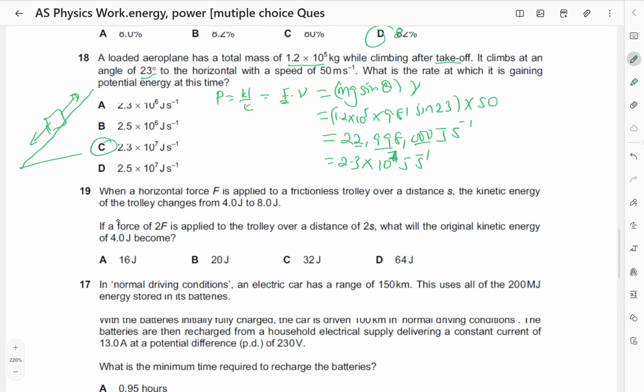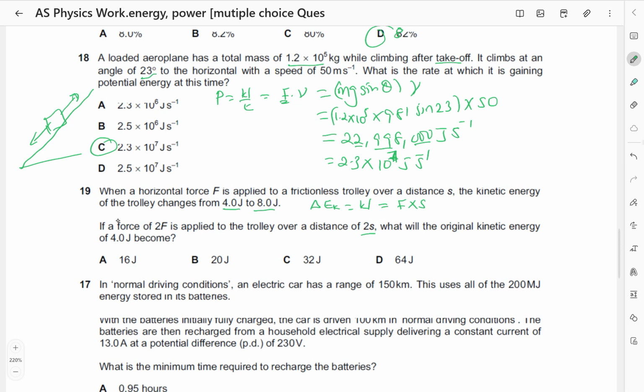When a horizontal force F is applied to a frictionless trolley over a distance S, the kinetic energy of the trolley changes from 4 joules to 8 joules. If a force of twice F is applied to the trolley over a distance of 2s, what will the original kinetic energy of 4 joules become? So remember, the change in kinetic energy is going to be equal to the work done. And the work done is force times distance in the direction of the force.